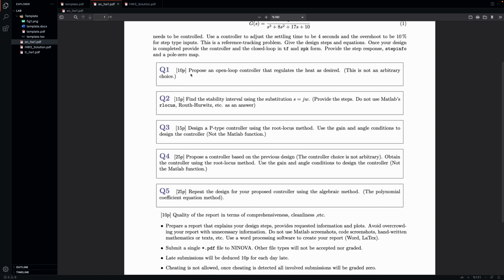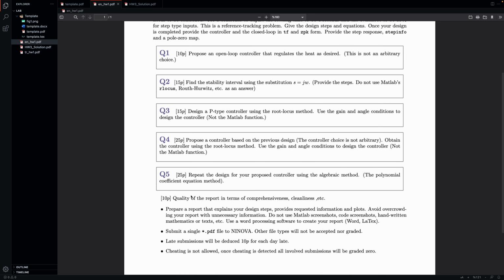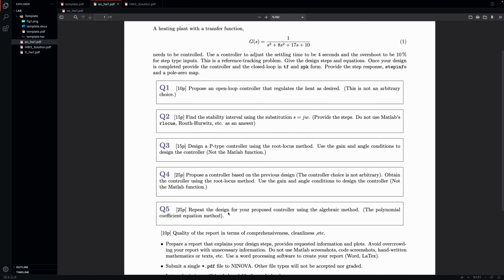Now, if you look closely at the grading policy here, you can see that we have 90 points actually. They sum up to 90, and then there's a 10-point portion which you get from the quality of the report, how clean your report is, how comprehensive it is, etc. And I'm going to talk about it and show you an example ideal report, I guess, so you can see what is expected in terms of the report. Now, let me clarify this again.